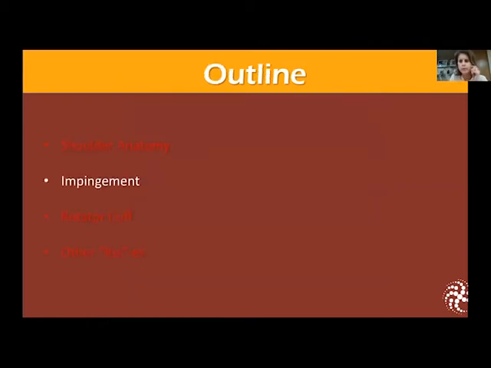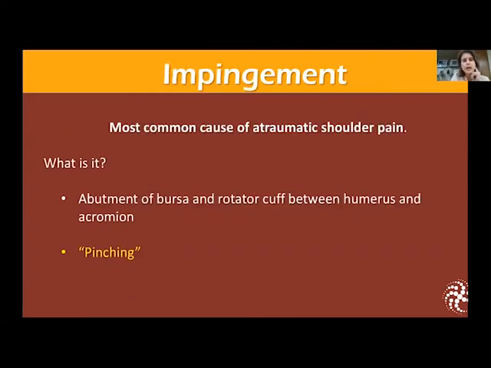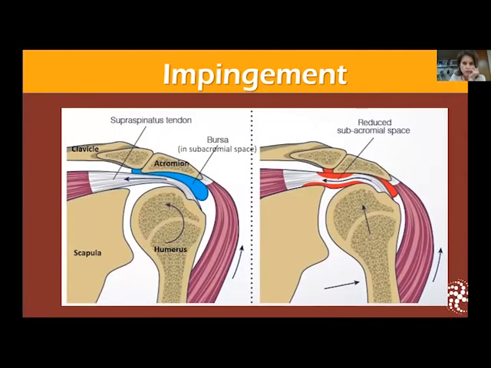So the first thing I'm going to talk about is impingement, because that's probably the most common thing I see. As you'll see here, it's the most common cause of atraumatic shoulder pain. In rough summary, it's abutment of bursa and rotator cuff tissue between the humerus and the acromion. So basically the tissues are getting pinched. And here's a nice visual for you guys as to what that actually means.